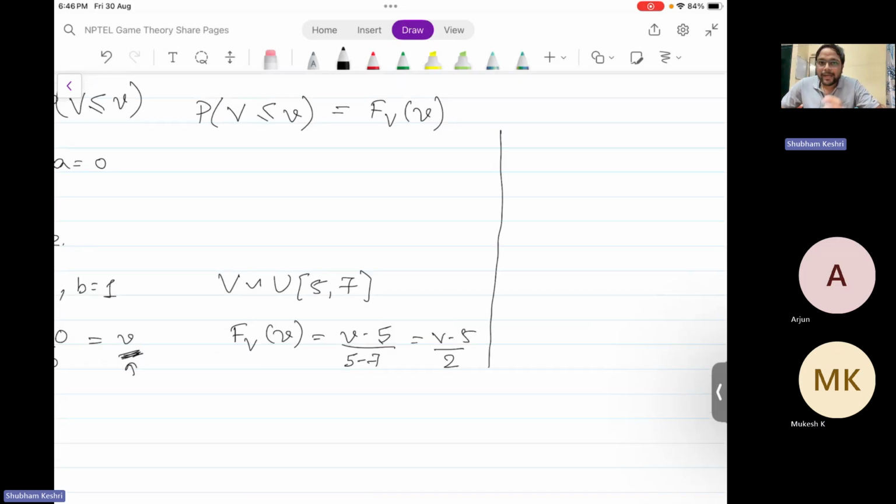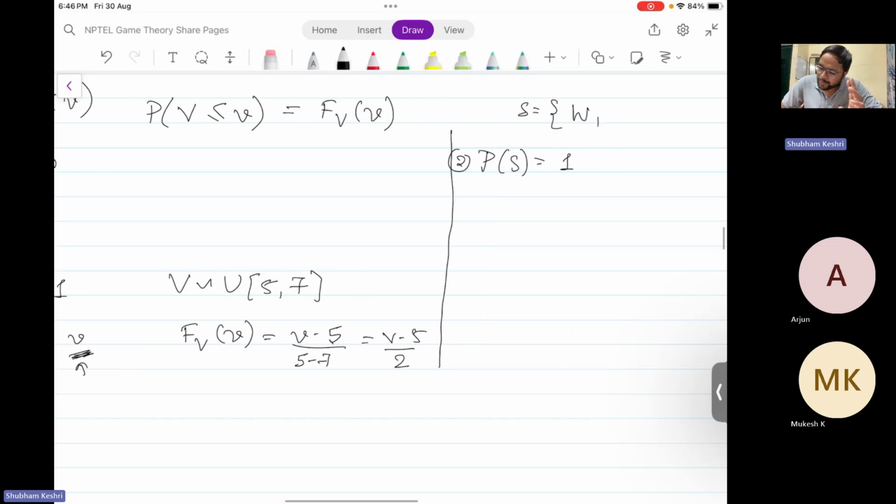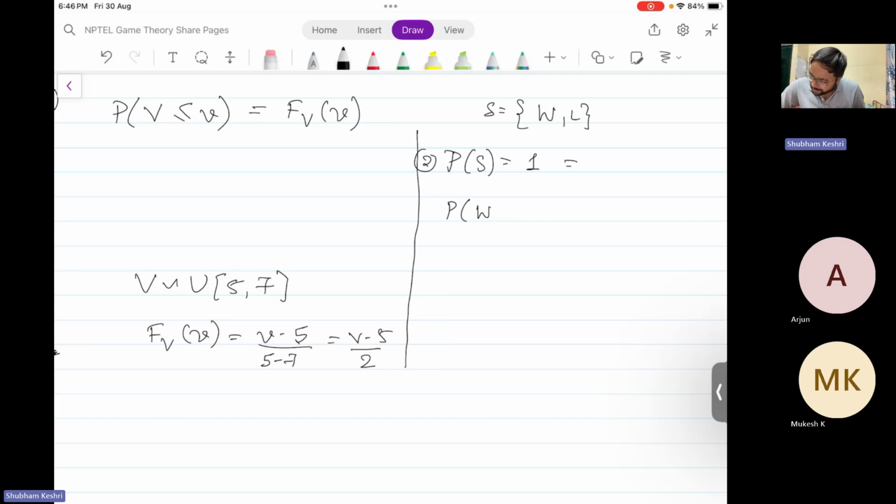That is why I had discussed the axioms of probability. When I said the second axiom was probability of the sample space is equal to 1. When winning and losing comes, the sample space consists of only two outcomes, win and lose. There are no other outcomes in the sample space. Either you can win or you can lose. So probability of the sample space is equal to 1 means probability of W union L is equal to 1, because W union L is S. Is this all right?